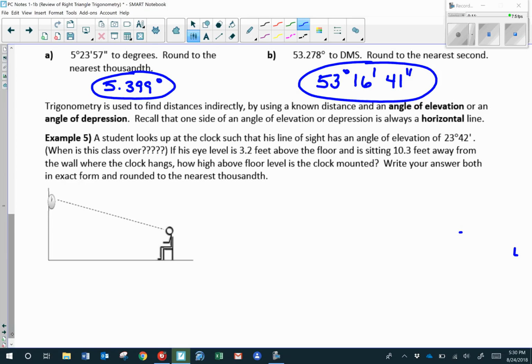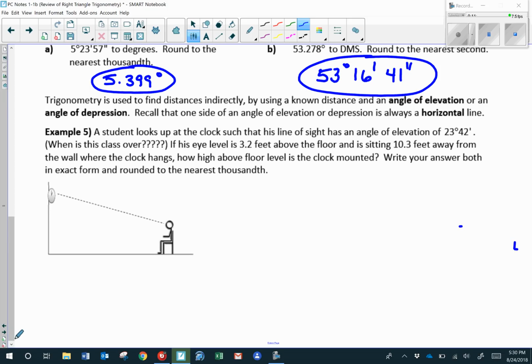Okay, you may remember some application problems in geometry where we used SOH-CAH-TOA to find some lengths indirectly. Here's an example of one of those types of problems. So a student is really bored in class. He is looking up at the clock. If he were looking straight ahead toward the front of the classroom, he would have a 0-degree angle of elevation to his line of sight. However, his line of sight is elevated by 23 degrees and 42 minutes.